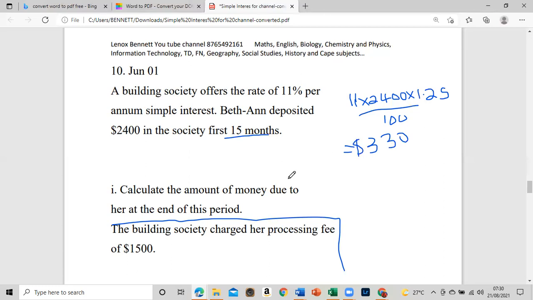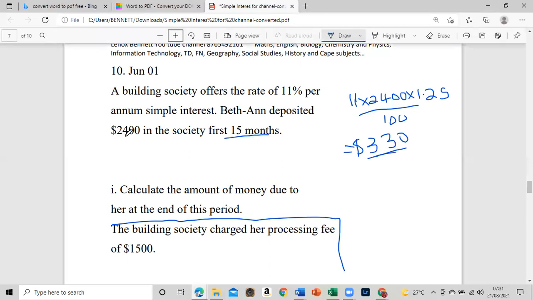Alright, okay, so the question is: calculate the amount of money due to her at the end of this period. So the amount of money due to her would be the interest plus the 24. Sometimes they don't set the question, but you can reason it out straight. But from our experience, you know how the thing goes. So at her disposal, she has this, because what she invests plus what she gains.